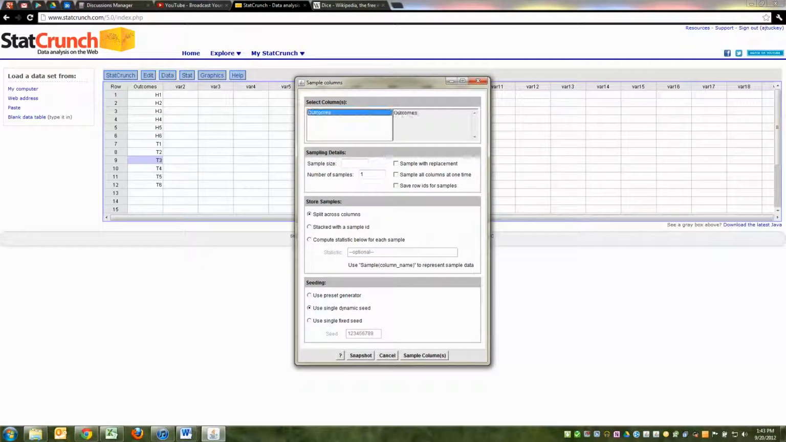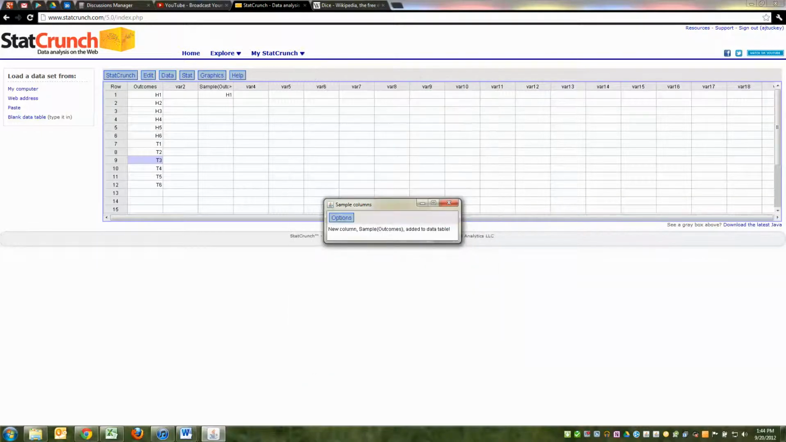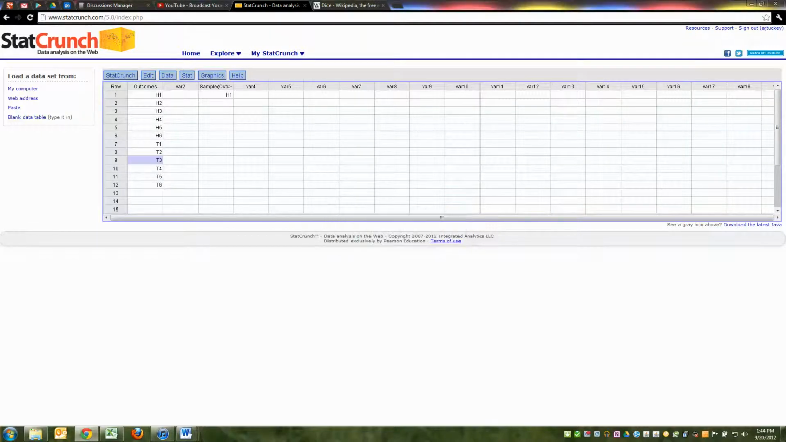So click sample columns, and then I say outcomes. Then I say what I want. I only want to pretend that I tossed it one time, so sample size is 1. I don't have to worry about with replacement, although I would be doing this with replacement if I had to. Then I can say sample the column. And there it is. It put it into column 3 for me because I've already done it once. That's fine. I can shut that. So it gave me H1.